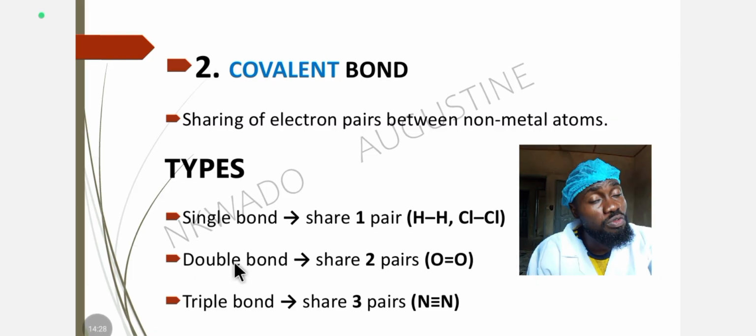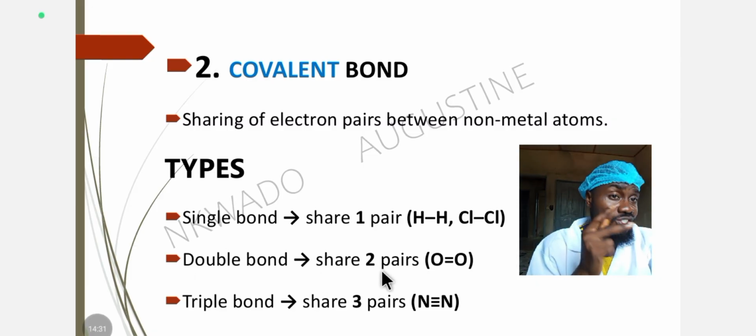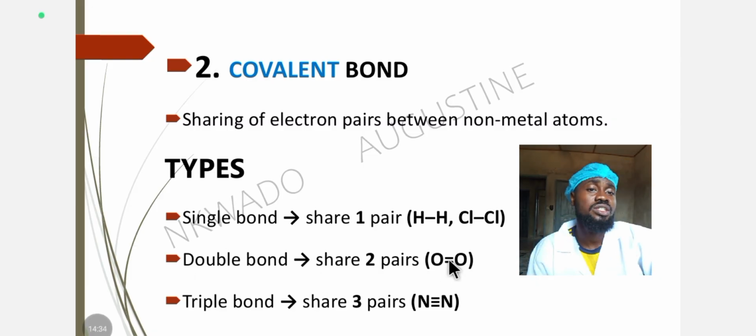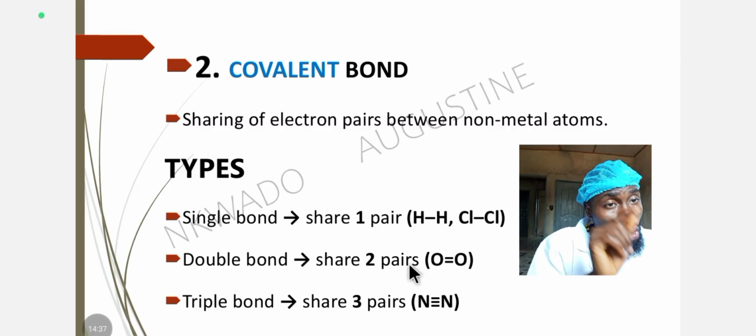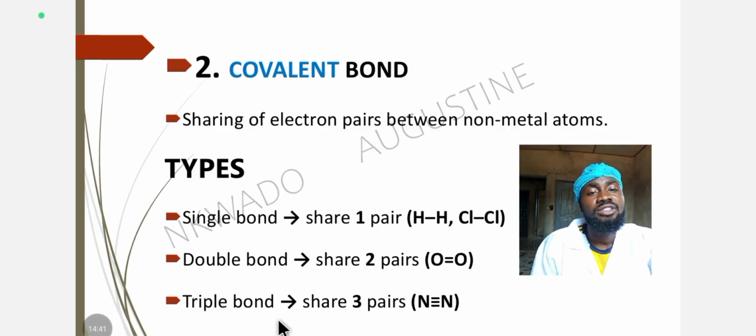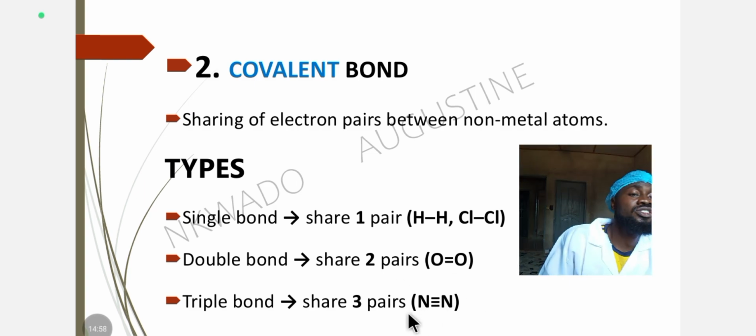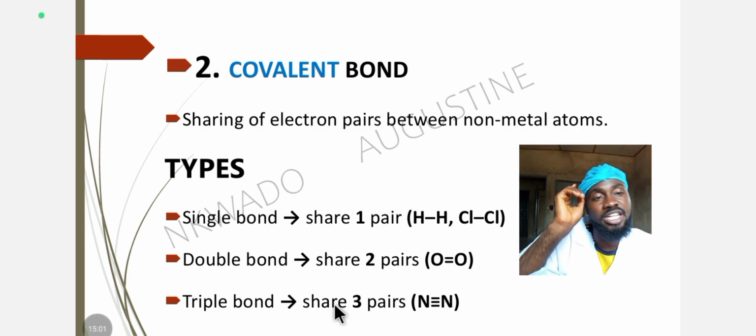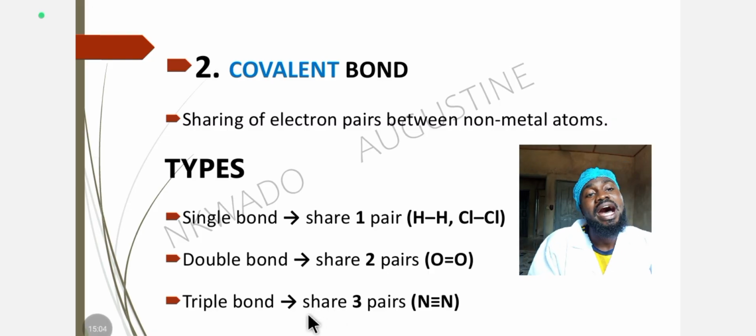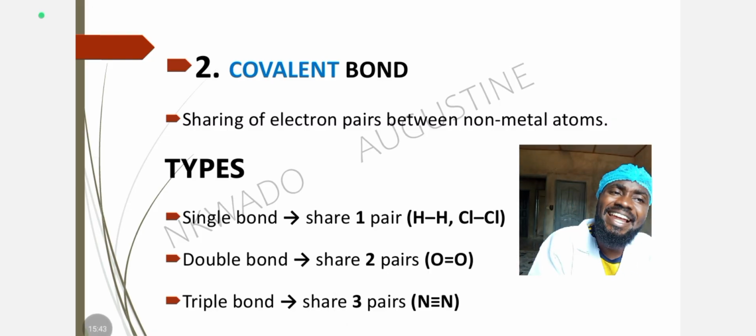We have the double covalent bond, where two pairs of electrons are shared, such as the molecule of oxygen, O2. Then you have the triple bond, where three pairs of electrons are shared, such as the one in nitrogen. So we have single, double, and triple covalent bond. Any atoms involved in covalent bonding form covalent compounds.